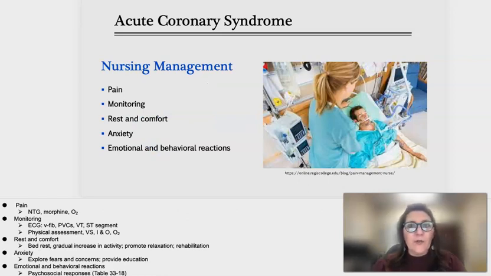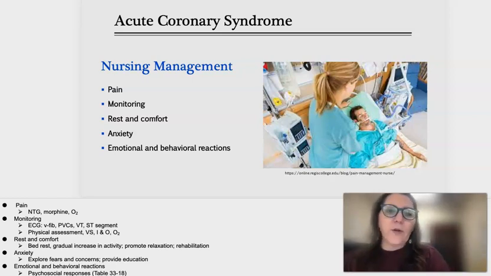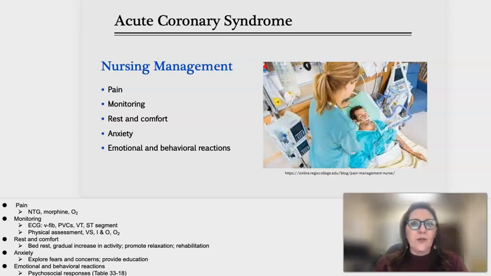We're going to give nitroglycerin, morphine, and oxygen. That's the triad when it comes to chest pain. We're going to monitor them for an EKG, obviously monitoring their vital signs and their neuro status all the time. We're going to make sure they rest, try to decrease their anxiety because that can only make it worse, and then look at the psychosocial response.